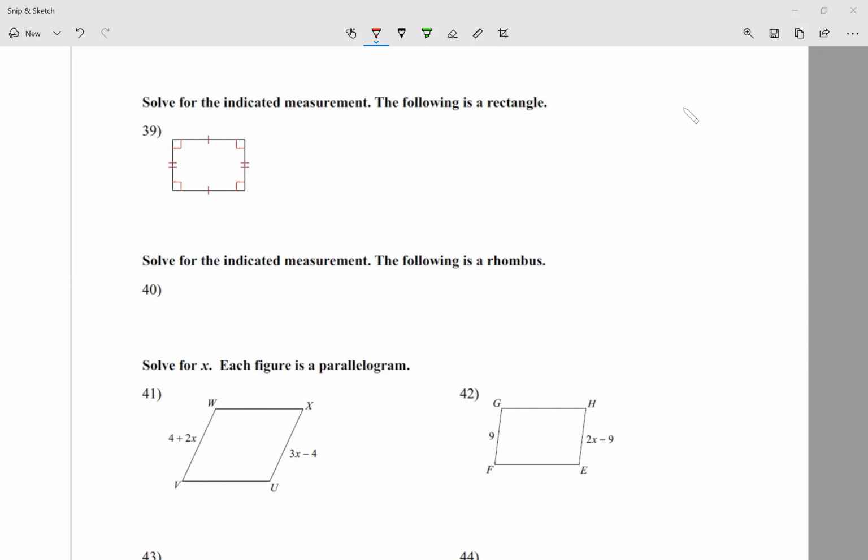So let's take a look at rectangles, the ideas of rectangles. So let me just write rectangles here. We know what rectangles look like. But today, let me draw a rectangle here. Today, we're going to be looking at our diagonals. Now, what are diagonals? The diagonals are the segments that go through the center.